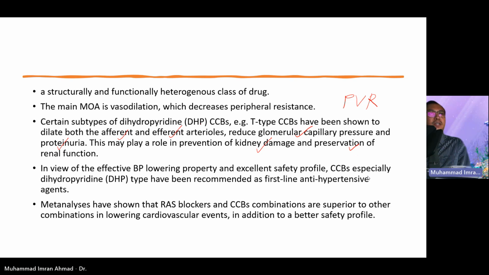Because of this effective blood pressure lowering property, and also because of the safety profile of the drug, calcium channel blockers, especially the dihydropyridine type, have been recommended as first-line antihypertensive agents by some committees. And meta-analyses have shown that the RAS blockers and CCB combinations are better than other combinations in lowering cardiovascular events, like myocardial infarction, etc. And also they have a better safety profile.